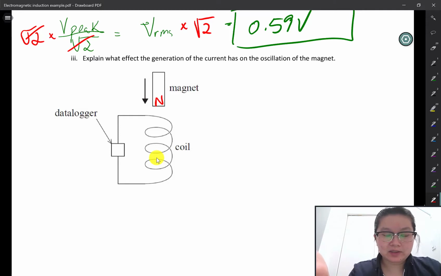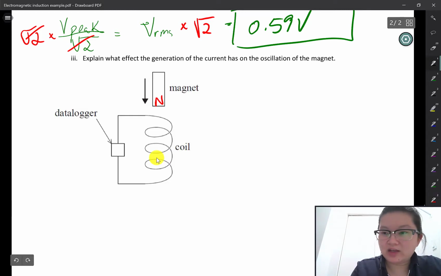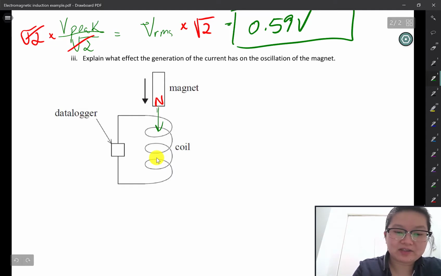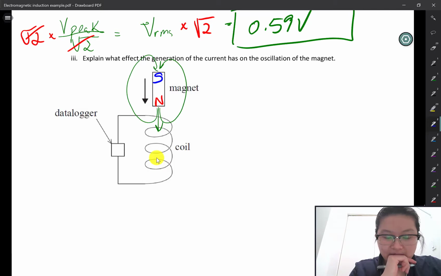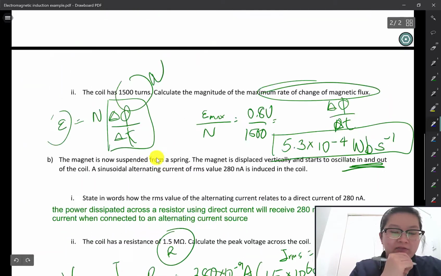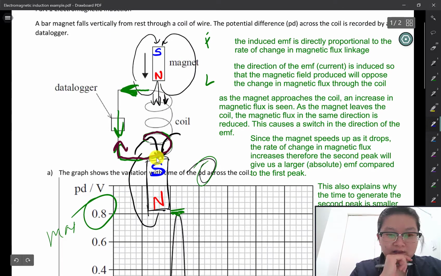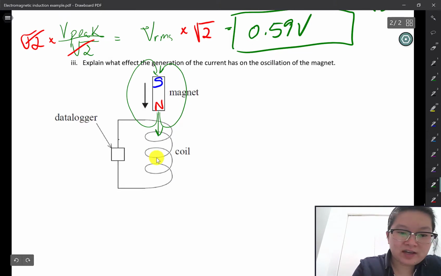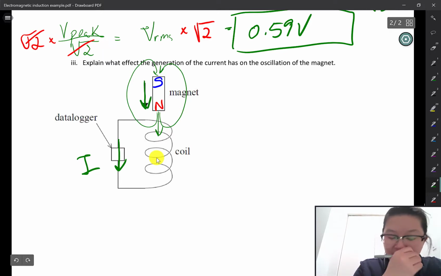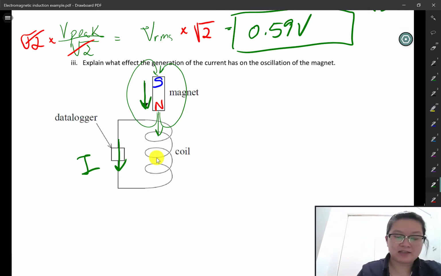Okay, so the magnet entering the coil means that there's going to be an increase in magnetic flux going through the coil downwards, since the field lines go out of the North Pole and back into the South Pole, like this. So we're going to get an increasing flux going into the coil, and we already figured out from the previous question that the current is going to go through the data logger in the downwards direction. So you can refer to that explanation earlier in the video. So when the magnet first enters the coil, we're going to have an induced current going down the data logger.